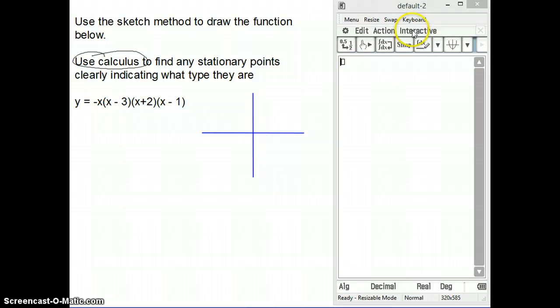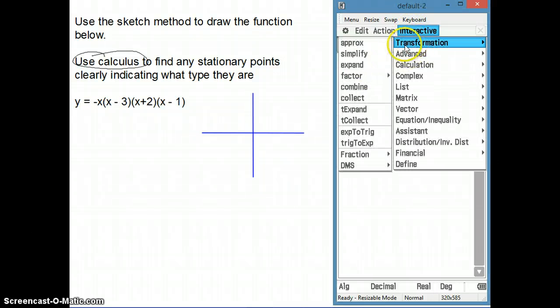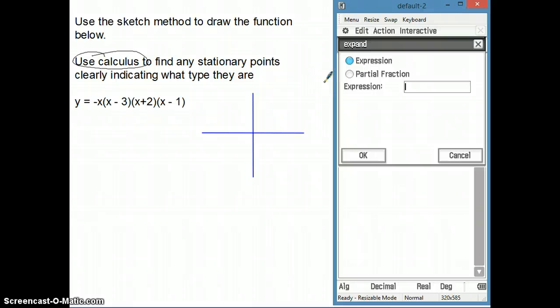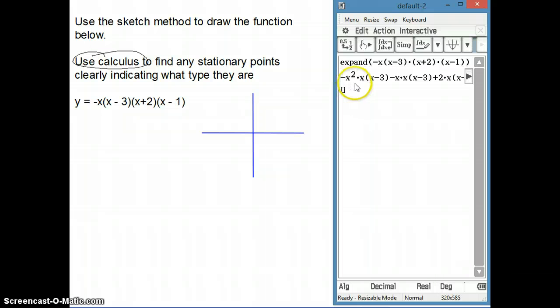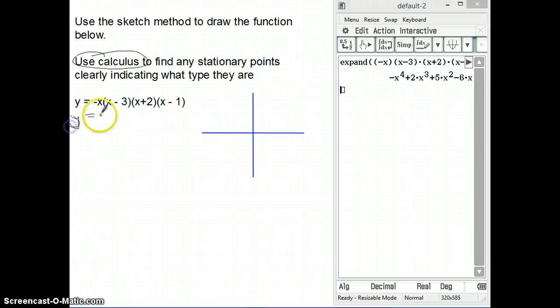Okay, so very first thing we'll do here is transformation, expand. Now, just a hint here, if you type it in as it stands, like that, the x minus 1, when you go OK, it does expand it, but not quite in the way that we want it to do. So actually put in the minus x in brackets, like everything else is in brackets, and that's what we're after. So y is equal to negative x to the 4 plus 2x cubed plus 5x squared minus 6x.